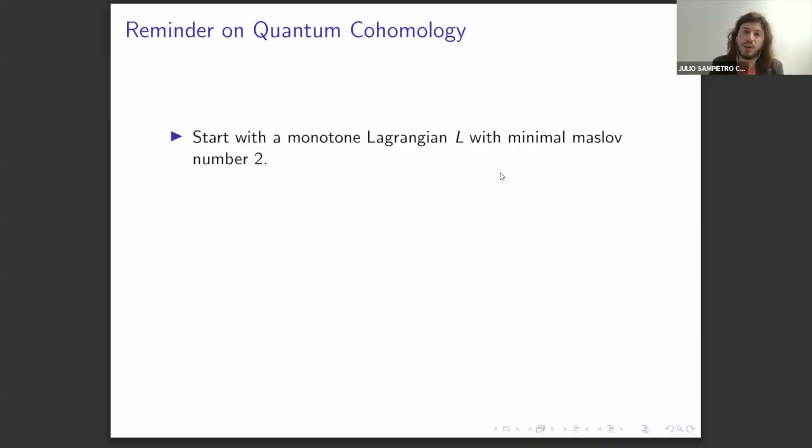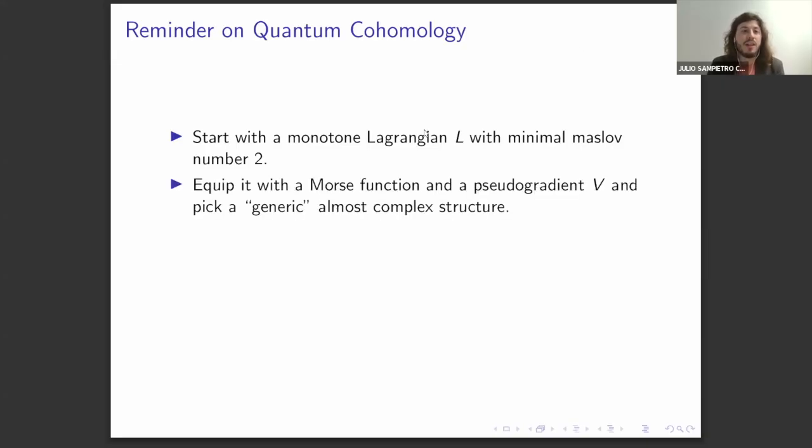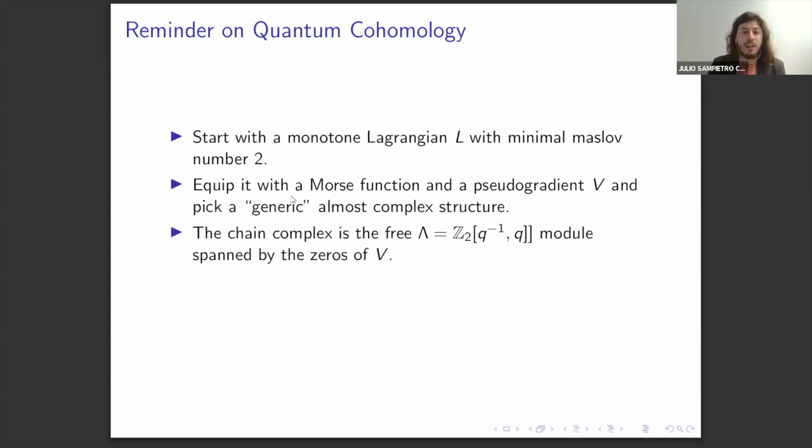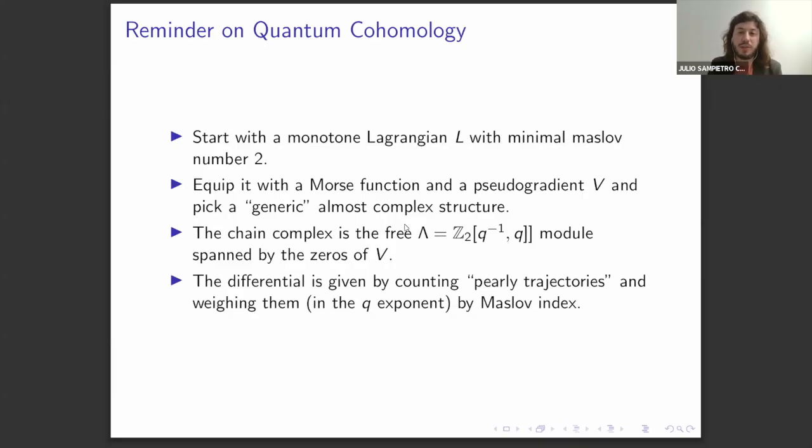First, a quick reminder on quantum cohomology. So we start with a monotone Lagrangian L with minimal Maslov number 2. I equip it with a Morse function and a pseudo-gradient V, and I pick a generic almost complex structure. Then the chain complex is just going to be the free span over Lambda, where Lambda is just Laurent series in one quantum variable Q, and spanned by the zeros of the pseudo-gradient, or the zeros of F. And the differential is given by counting pearly trajectories and weighing them, where the Q term is going to be weighed by the Maslov index.